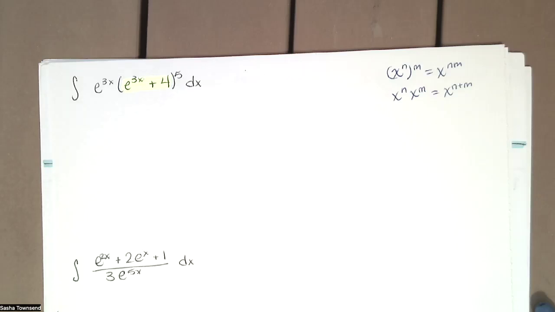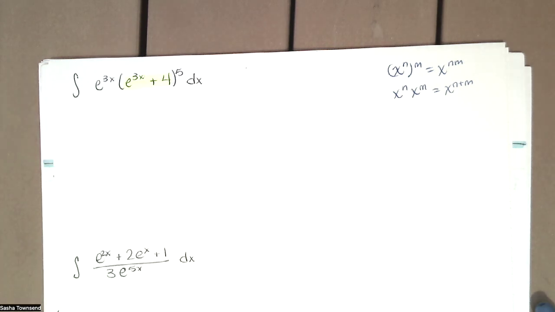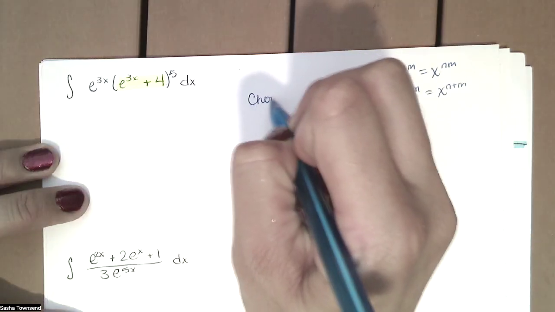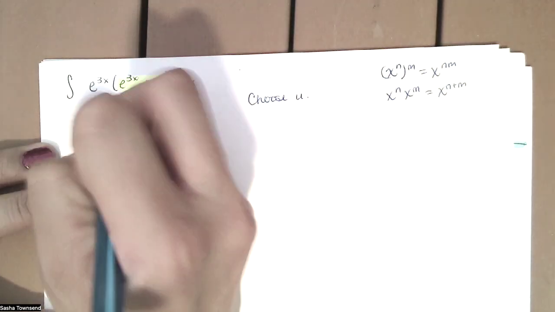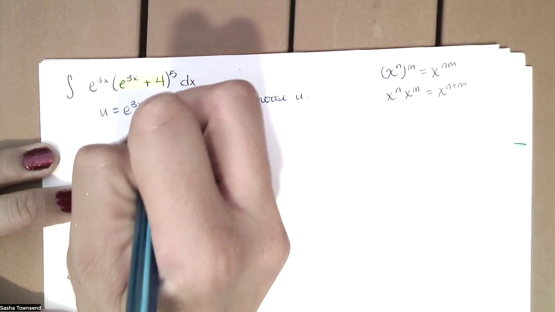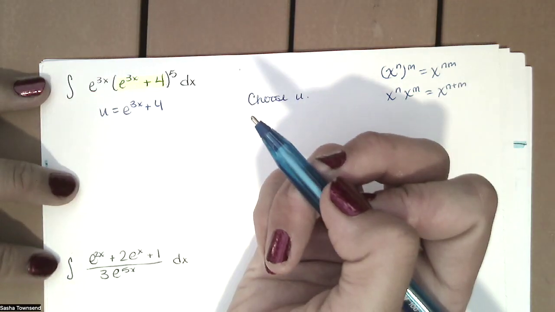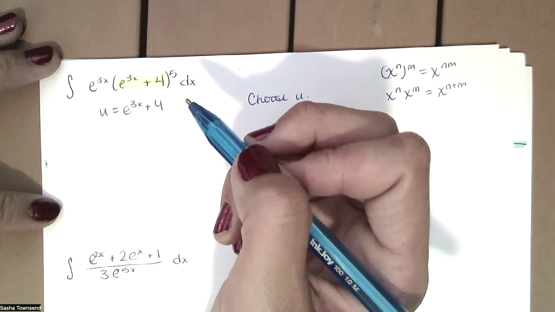Now, I've had students before say, well, why don't I just let u equal e to the 3x? Why won't that work? Well, it will work, but what you'll end up with is a u plus 4 to the 5th, and then you'd have to do another substitution. You'd have to do a w substitution for that. So you'd have to let w equal u plus 4. And that would take a really long time. So we can avoid that by including that extra constant in our original choice for u. So we're going to choose u to be an inside function. And that was indicated by those parentheses that suggested that maybe that function inside will be our u.